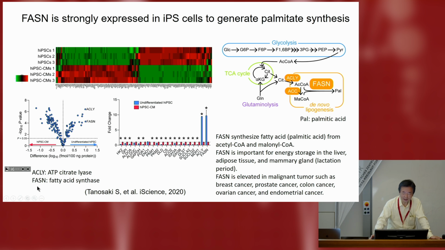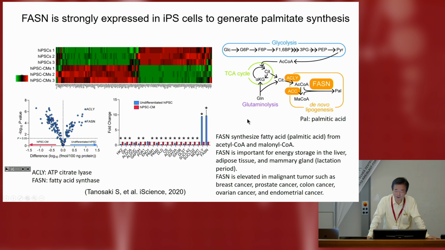So what are these enzymes? This is the pathway that they were involved in. From glucose to pyruvate, this is the glycolysis pathway. But after that, this signaling pathway works as de novo lipogenesis. And the FASN is here. So FASN synthesizes fatty acid such as palmitic acid from acetyl-CoA and malonyl-CoA. And FASN is important for energy storage in the liver, adipose tissue, and mammary gland, especially in the lactation period. FASN is elevated in malignant tumors such as breast cancer, prostate cancer, colon cancer, ovarian cancer, and endometrial cancer.